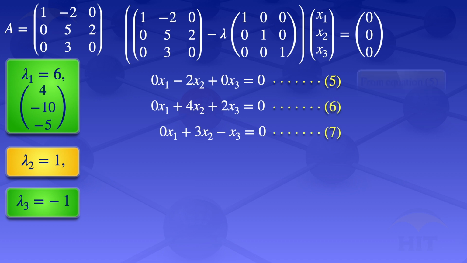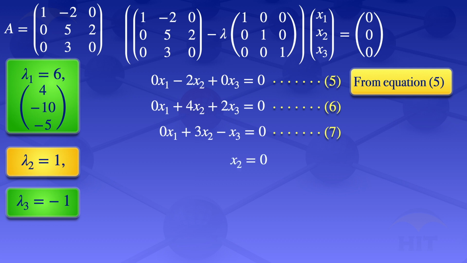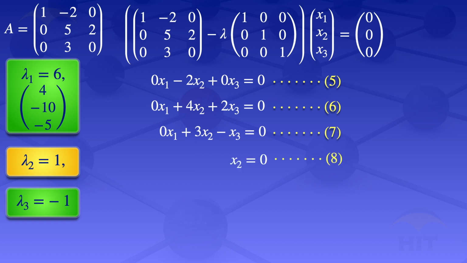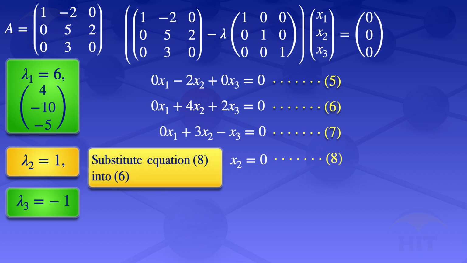Now looking at equation number 5 there, we have minus 2x2 is equal to 0, which will then simplify to x2 is equal to 0. So I'll call that equation number 8. Then substitute equation number 8 into equation number 6. So we are looking at here where we have the x2, we are saying the x2 is 0.